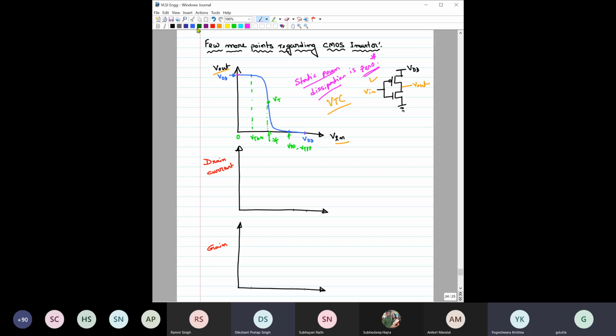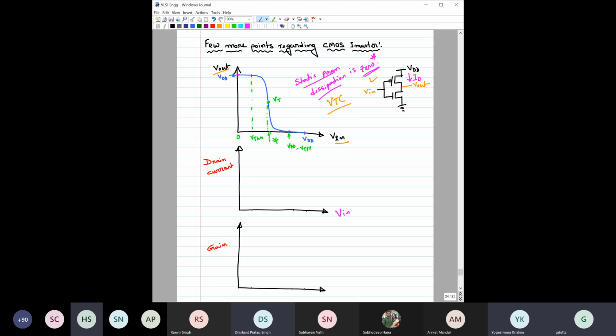Now, if I ask you to plot the drain current versus this input voltage, and you know the drain current for NMOS and PMOS would be the same, since the same current has to flow through both. If I ask you to plot this ID versus V in, could you comment on how the plot looks? Would it be 0 always, or how does it look?